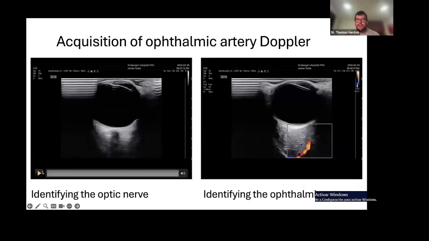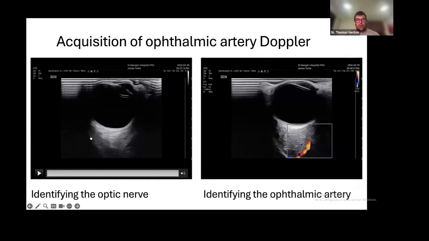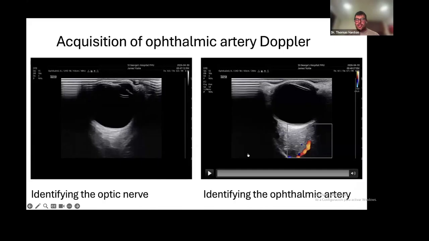So just a couple of very short clips to show you what you'd be scanning through. This is just scanning up and down through the eye. And what you can see in the middle of this image is the optic nerve, which appears as a hypoechoic band. Then you would scan just superior to the optic nerve, and then you'll identify the ophthalmic artery pulsating just superior and medial to it.